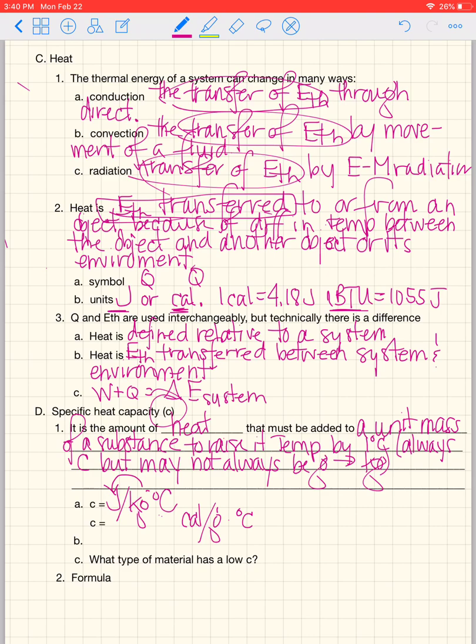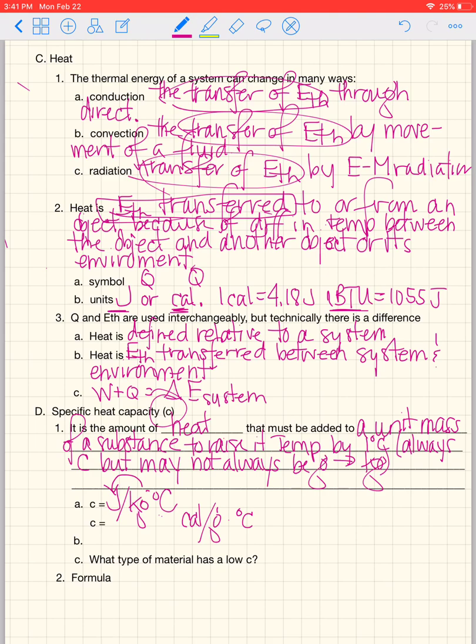And little letter C, what type of material is going to have a low specific heat capacity? A low specific heat capacity means that it transfers the heat in and out relatively quickly. It raises the temperature with ease. I don't need to put a lot of heat into it. I don't need to transfer a lot of thermal energy in order to raise the temperature. So think about what heats up super fast.